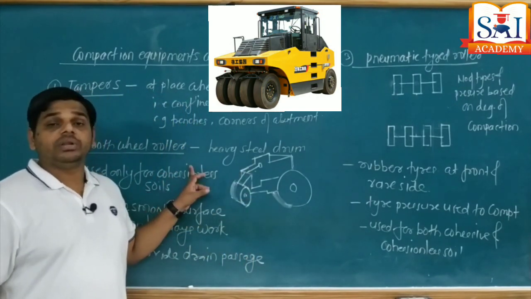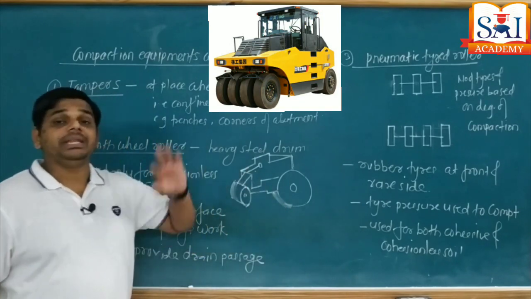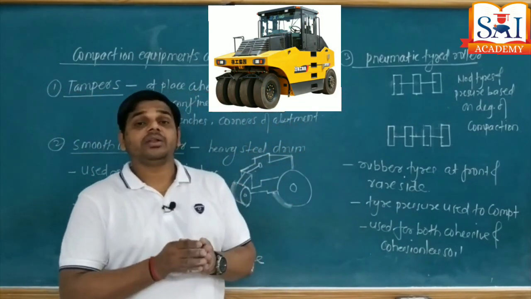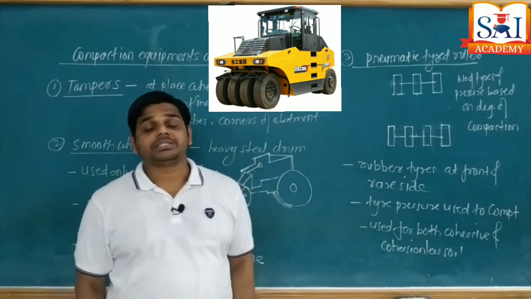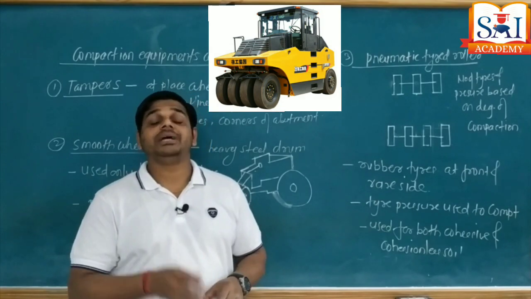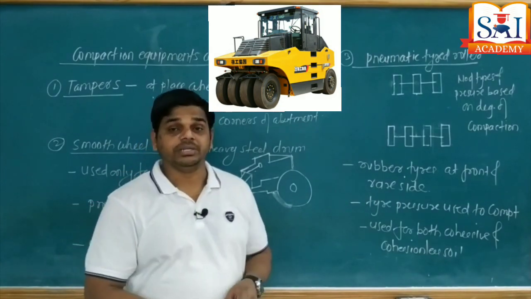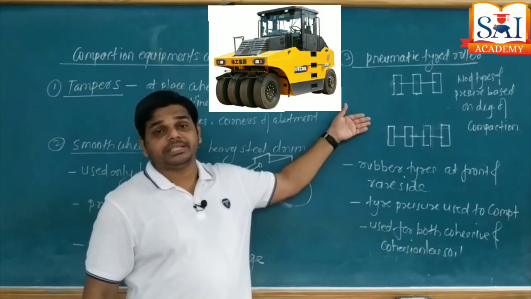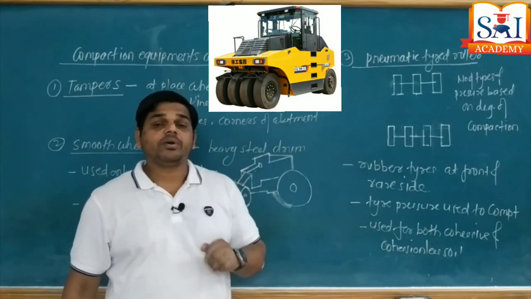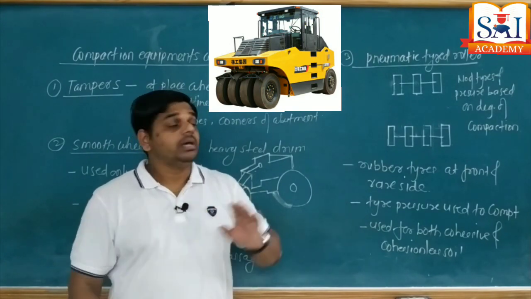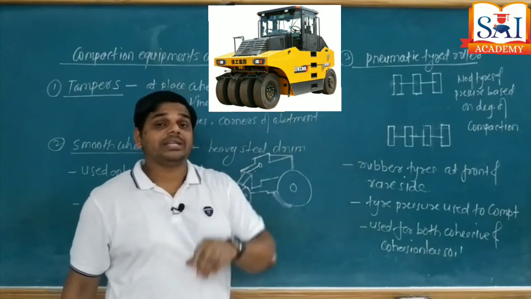In a smooth wheel roller we have steel drums, but in case of a pneumatic roller we have tires, and tires are used in multiple numbers. The number of tires and the tire pressure depend upon the achievement of degree of compaction. When we want a higher degree of compaction, then pressure in the tire increases. If we want a lower degree of compaction, then we reduce the pressure. Means pressure is adjustable, and the number of tires is also adjustable.